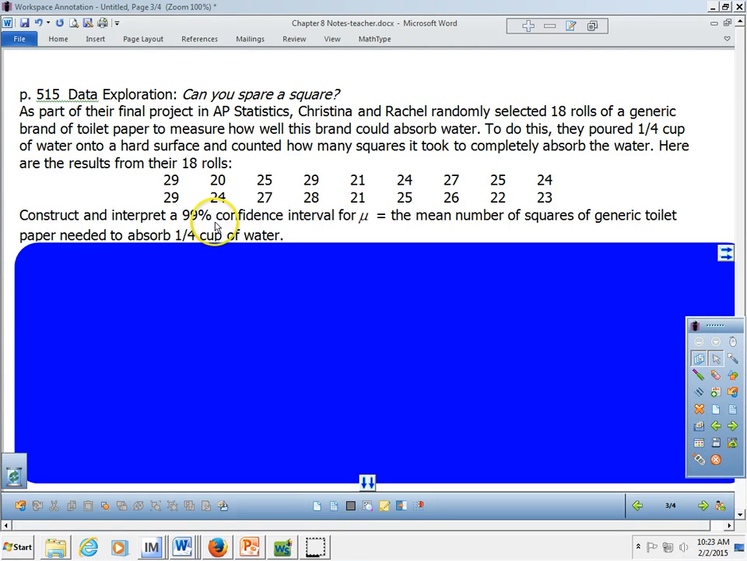Right, so what this is telling us is that they took one sample, they did this one time and it took 29 squares. They did it again, took 29 squares. They did it again, it took 20. So there were 18 rolls, and they were counting the number of squares it took to absorb all the water.